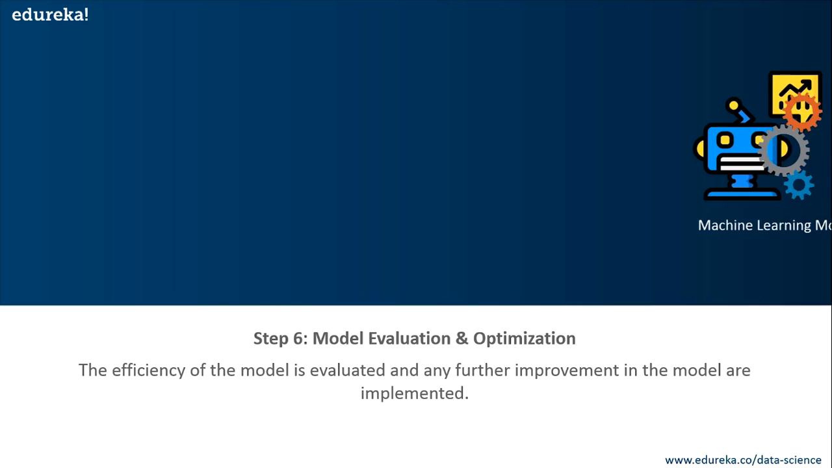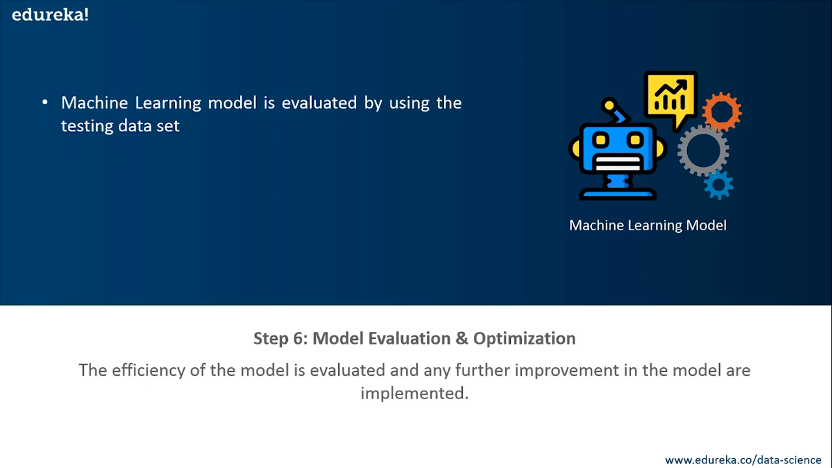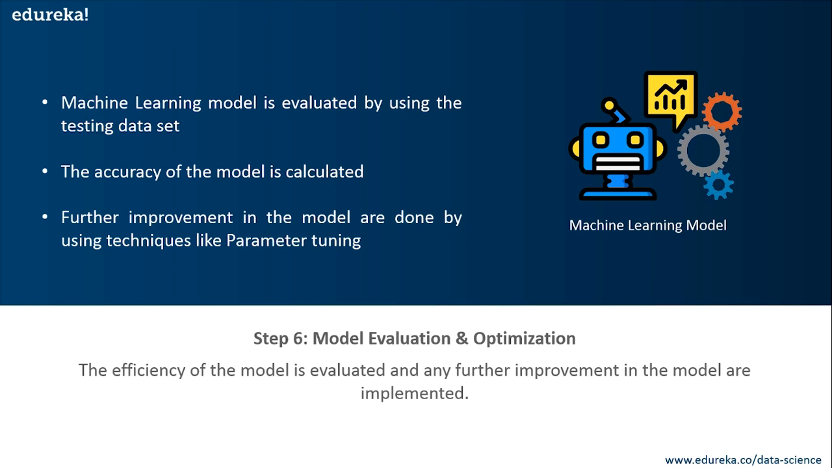The next step in a machine learning process is model evaluation and optimization. So after building a model by using the training data set, it is finally time to put the model to a test. The testing data set is used to check the efficiency of the model and how accurately it can predict the outcome. So once you calculate the accuracy, any improvements in the model have to be implemented in this stage. Methods like parameter tuning and cross-validation can be used to improve the performance of the model.